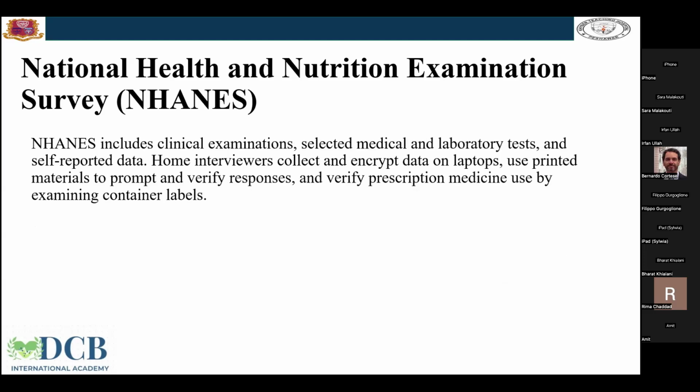And hence it includes a clinical examination. It has a very wide variety of variables. You can apply many things and explore, and it has open access. The data is de-identified, and you can use it. There is no ethical issue. Home interviews are collected and encrypted on laptops, using printed material to inform and verify responses and verify prescriptions. Actually, it shows how the NHANES data is collected.